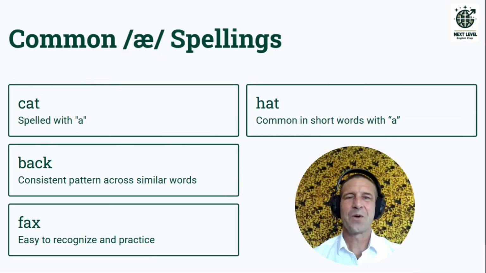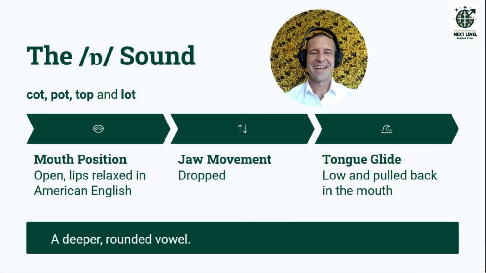So, how do you know when to use the æ sound? Well, it's almost always spelled with the letter A. Listen to these examples: cat, hat, back, and facts. Can you hear the æ sound? It's pretty consistent in these words. Now, let's move on to the ɑ sound in American English.